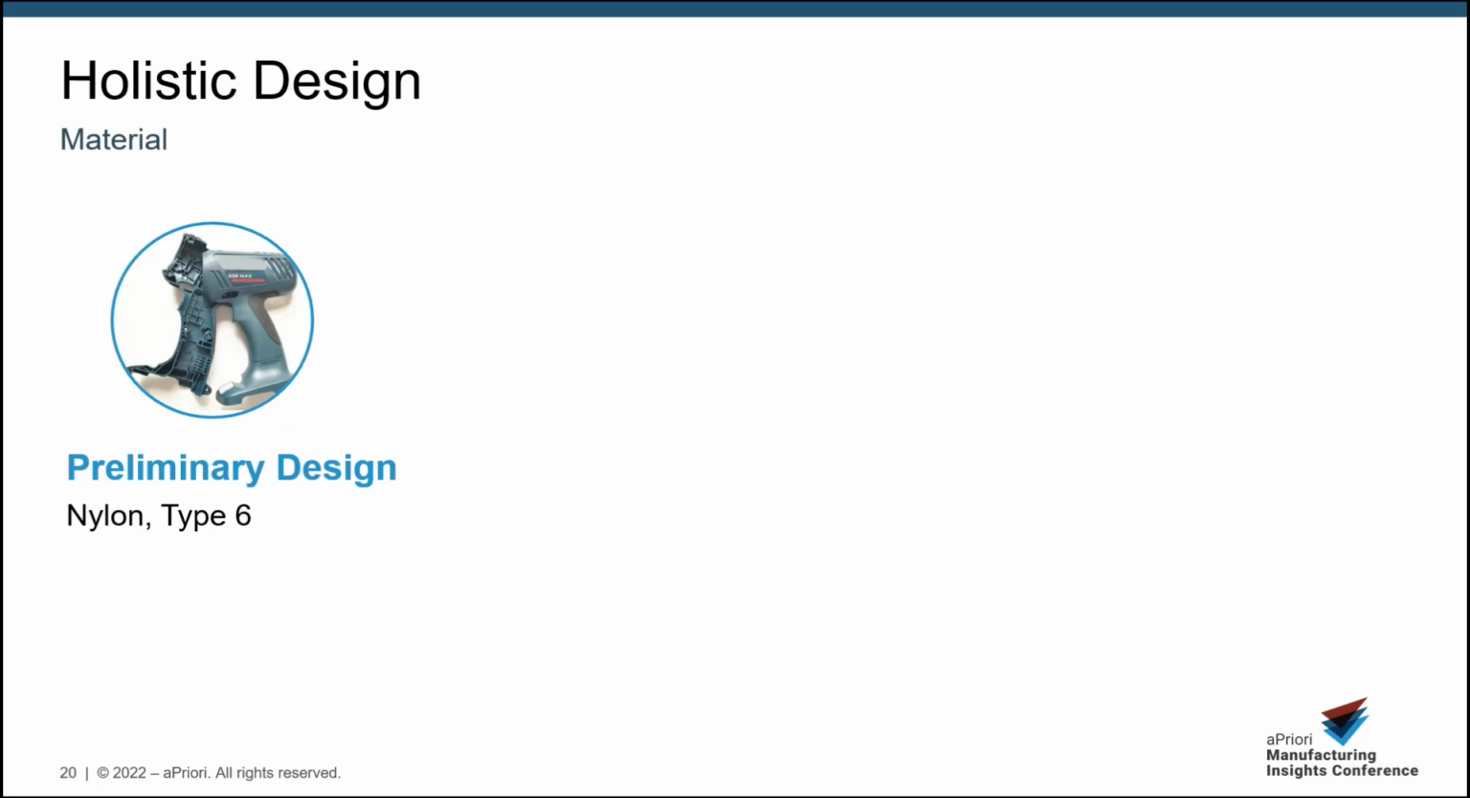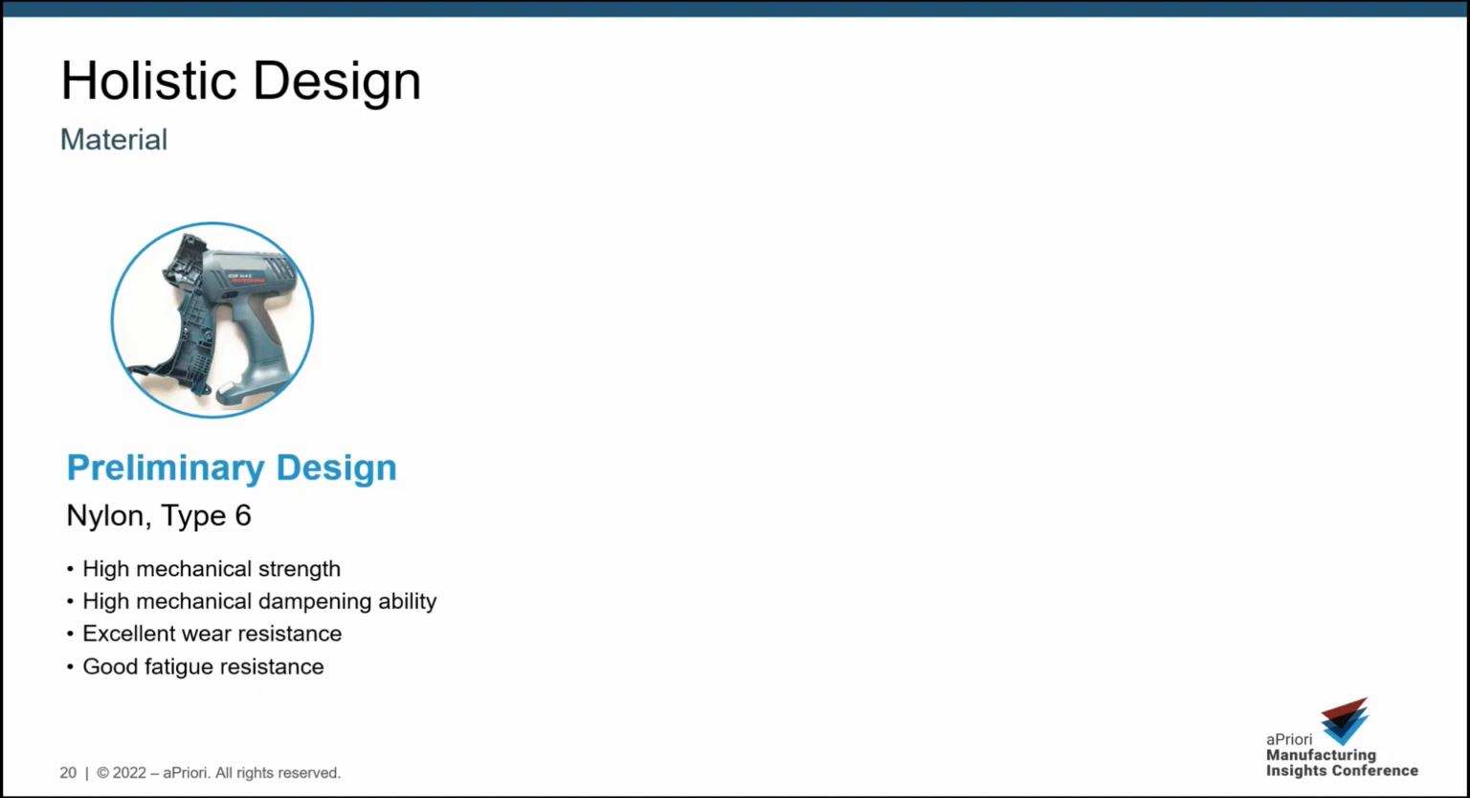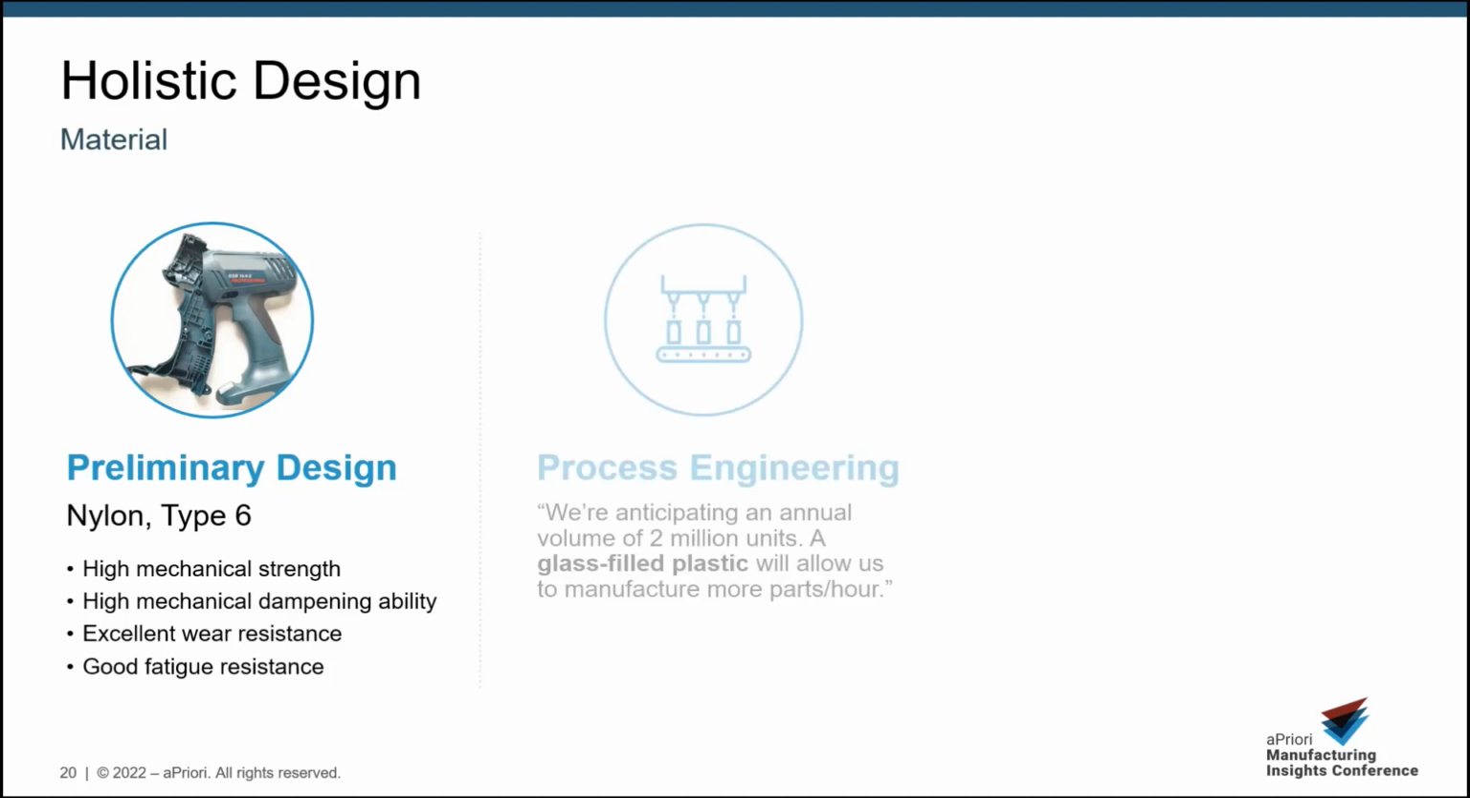Back to the material selection. Here we have nylon type 6 selected for the preliminary design. It's a good choice. Nylon 6 has high mechanical strength, high mechanical dampening ability, excellent wear resistance, good fatigue resistance. That will certainly meet the requirements for this part. But is it the best option when considering other implications?